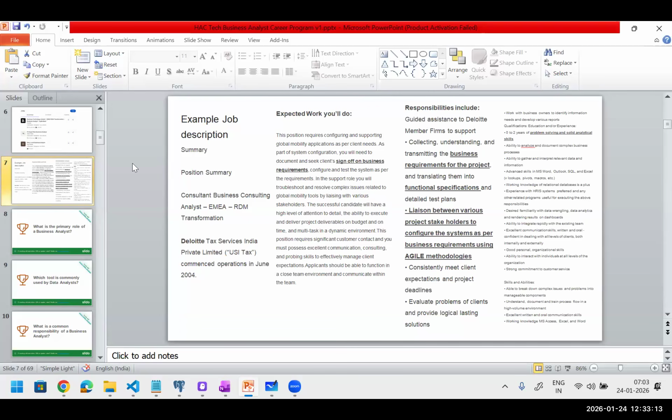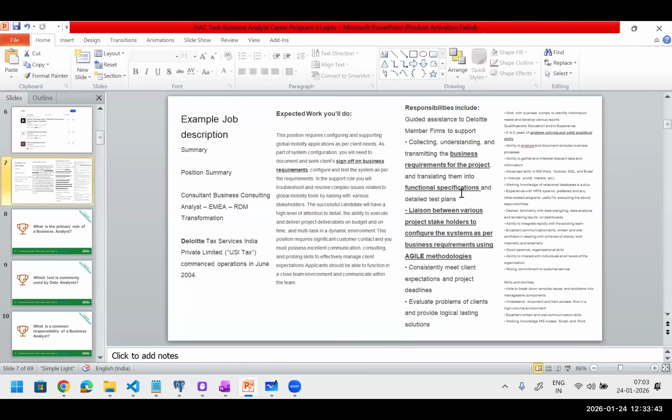This is the more detailed job description which the client was asking about. See this: business requirements, sign off requirements, gather requirements, right? The responsibilities include the business requirements for the project: gather the business requirements, and collect, understand, and transmit the business requirements. And functional specs, that is what I mentioned earlier.